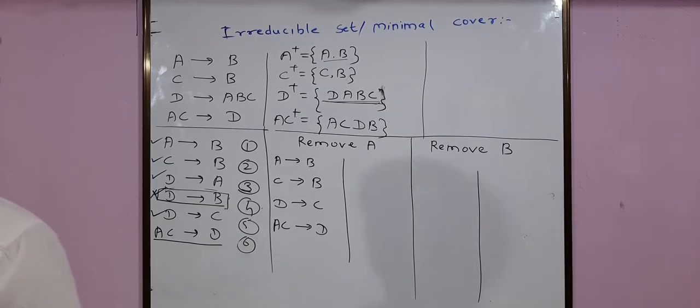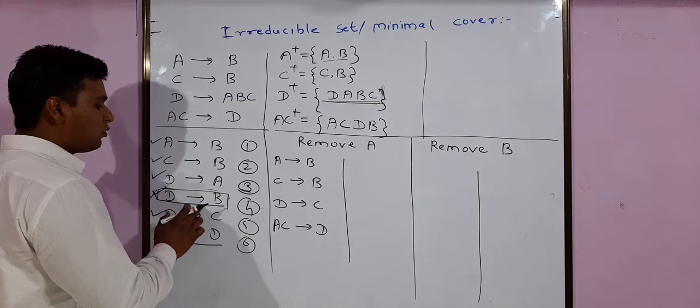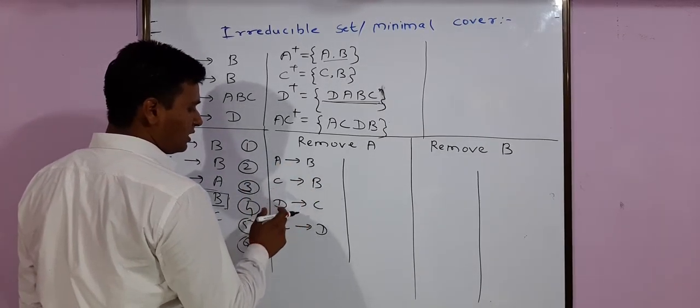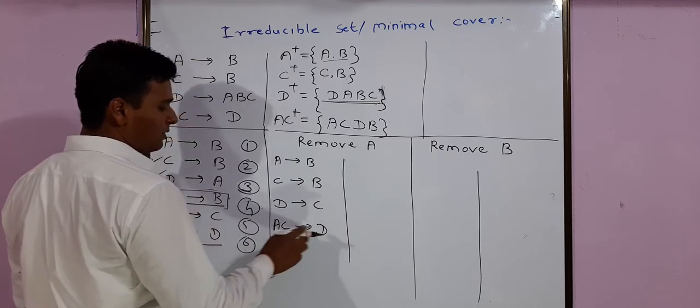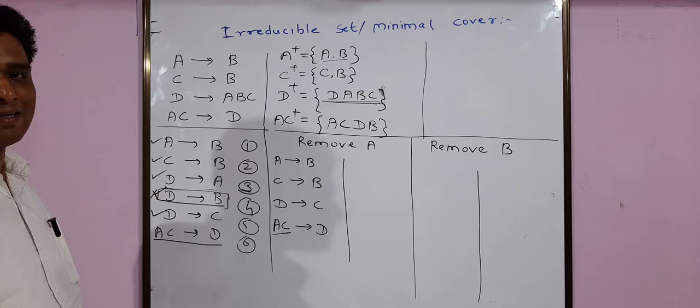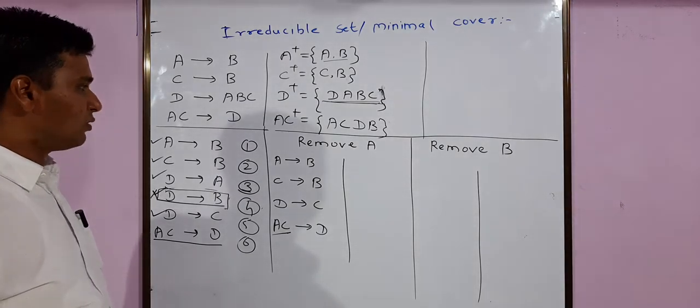Now in this case, we have modified the functional dependencies, we have removed D determines B. So now we get a new set: A determines B, C determines B, D determines C, and AC determines D. Now for handling the case of more than two attributes on the left hand side, we have to work on a special procedure.